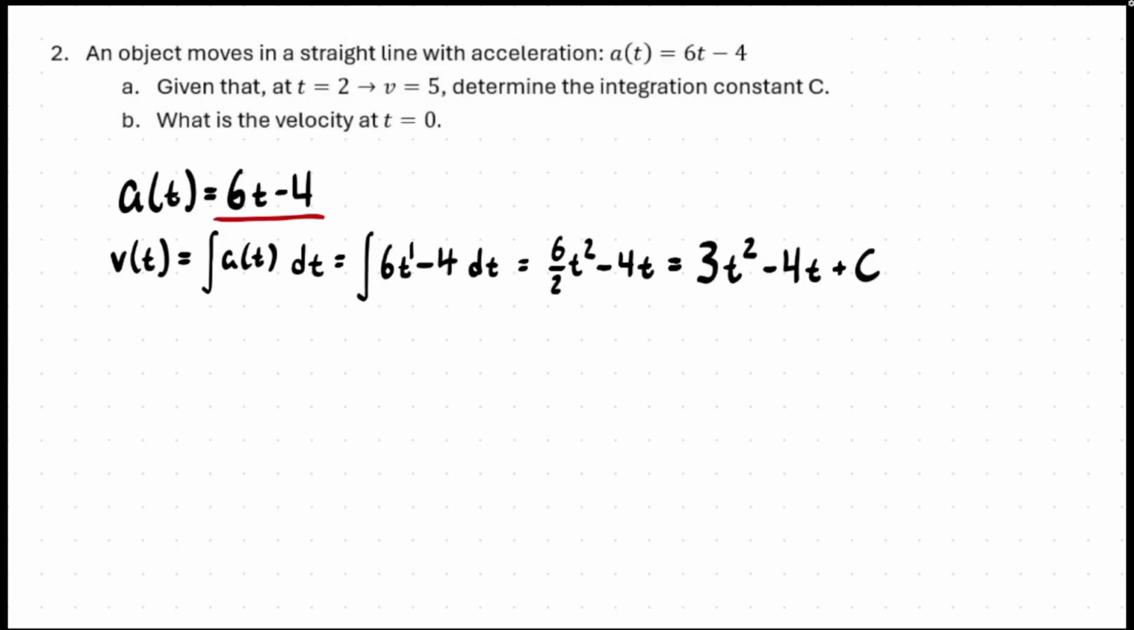So we're actually given a couple things. We can rewrite this whole thing as the velocity equals 3t squared minus 4t, just to make it a little more truncated, plus c. And we actually are given an initial condition. If you recall up here, they said that given at t equals 2, the velocity is 5. You have to determine the integration constant. So we can plug these values in for t and v in the equation we just derived.